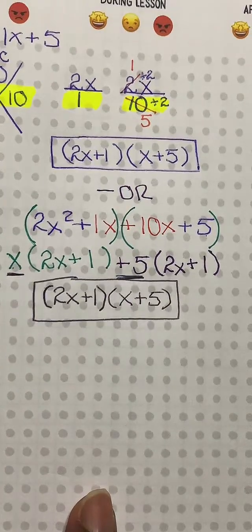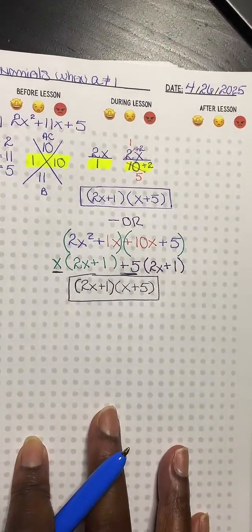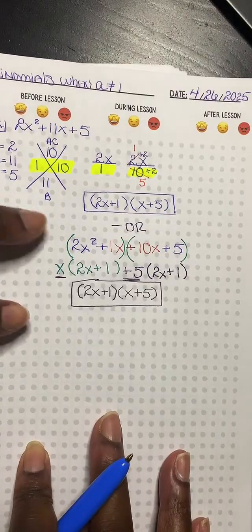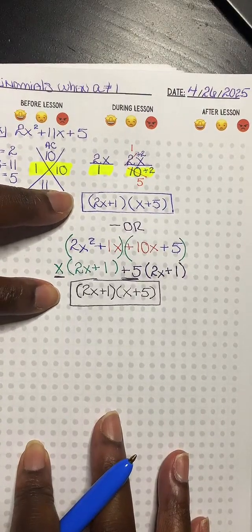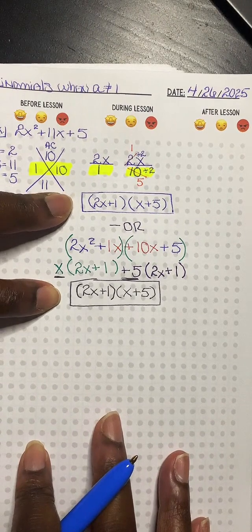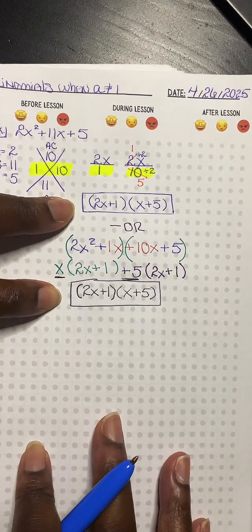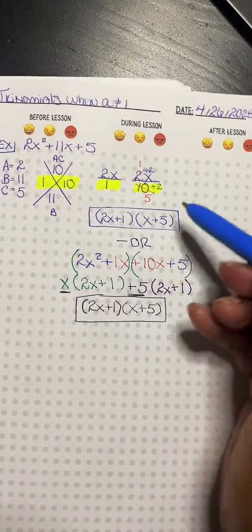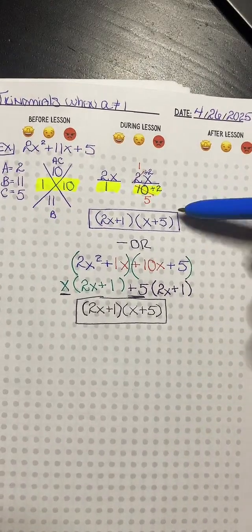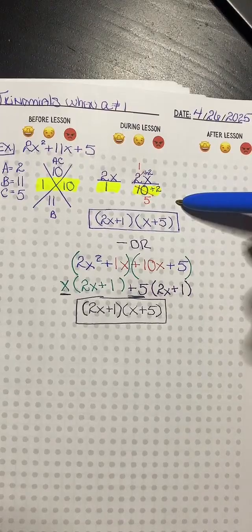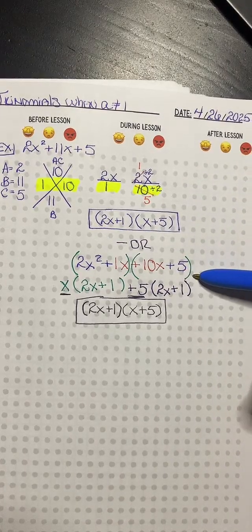Notice, let me unshrink just a bit. Notice two answers exactly the same. You're going to get the exact same answer. So if you're okay with fractions, go with the true AC method. If you're not okay with fractions and you feel like, you know what, I like this grouping thing, then do the grouping thing.